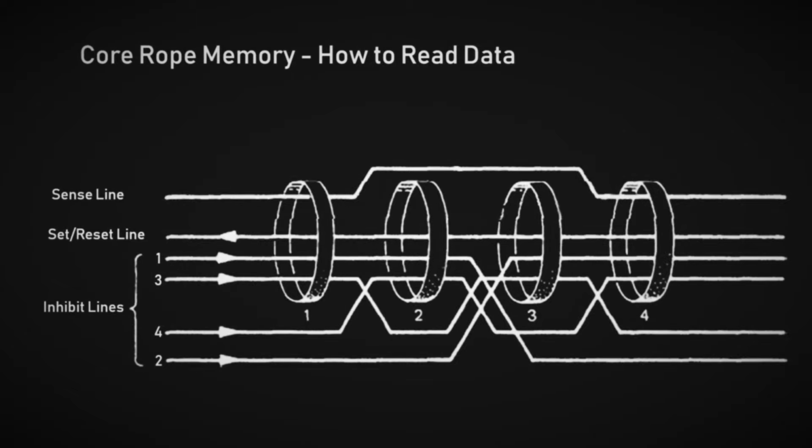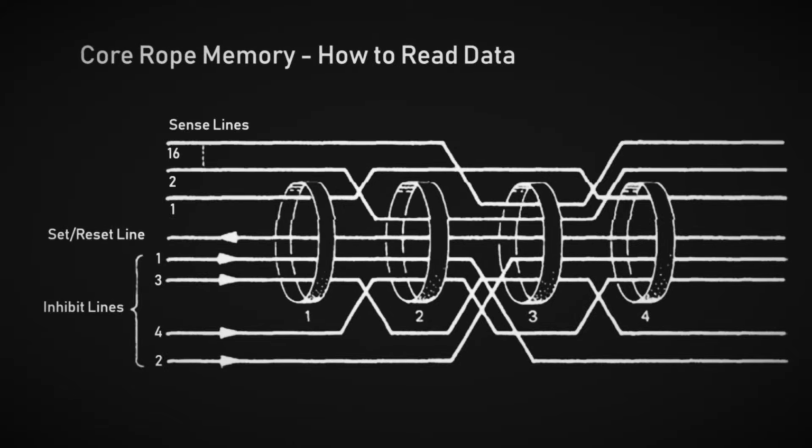However, for the mission 1 bit per core is not enough. Instead of threading only one sense line per core, we can also thread, for example, 16 lines through one core. Now one core does not only contain 1 bit, but 1 word. And we can read out the whole word by changing the magnetization of only one core. In the Apollo guidance computer, a core can be threaded by up to 64 sense lines. So each core stores 4 words.